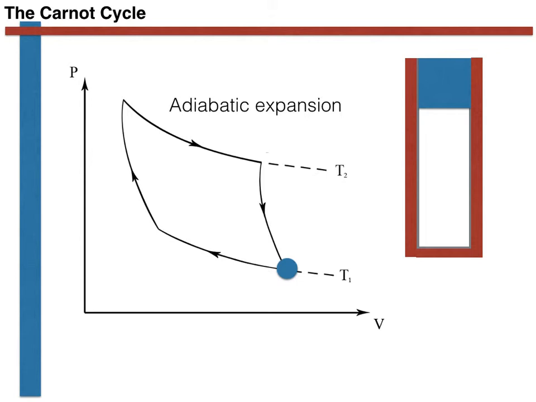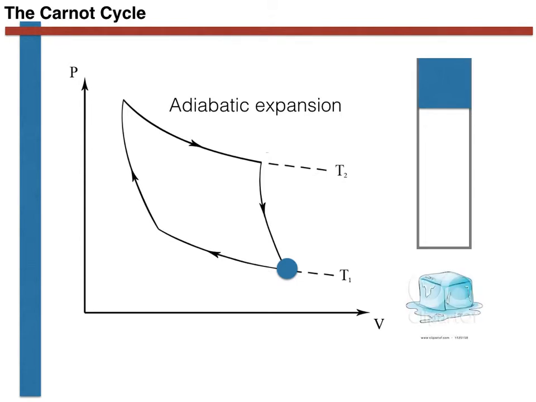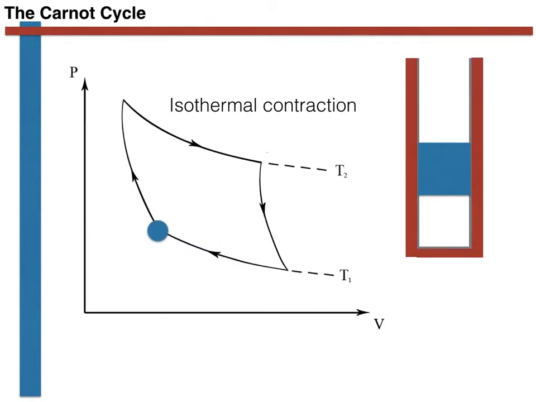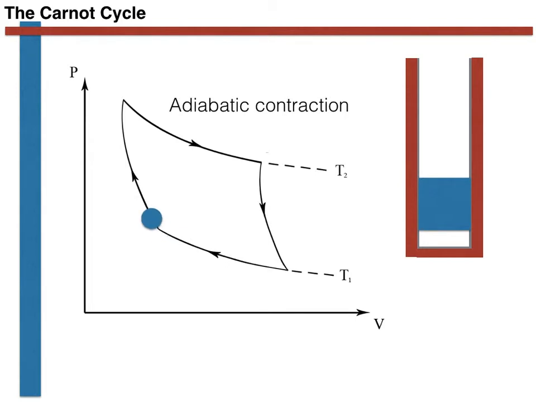In the third step, the system is placed in contact with a heat sink, and the gas is contracted isothermally. The heat sink is then removed, the thermal lagging is placed around the system once more, and the system is compressed adiabatically so that the temperature of the gas increases.